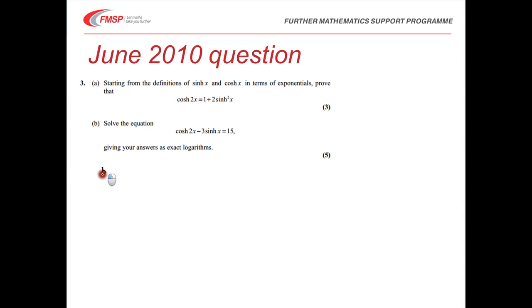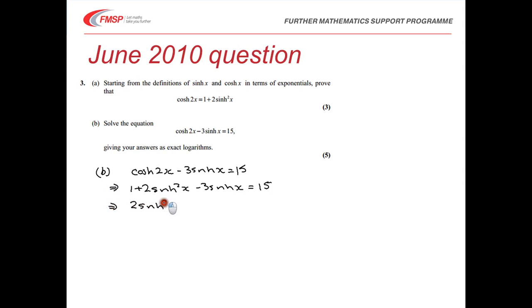So I'm going to start with the equation that's been given to us, cosh of 2x minus 3 sine of x equals 15, and I'm going to replace cosh of 2x with 1 plus 2 sine squared x, and so we've still got minus 3 sine x equals 15, and I'm going to rearrange this to make it look like a quadratic. So I'll put the squared term first, 2 sine squared x, and then the sine term, and then we're going to have negative 14 here.